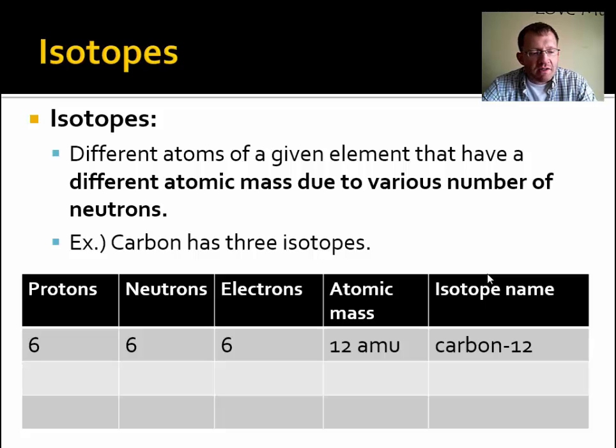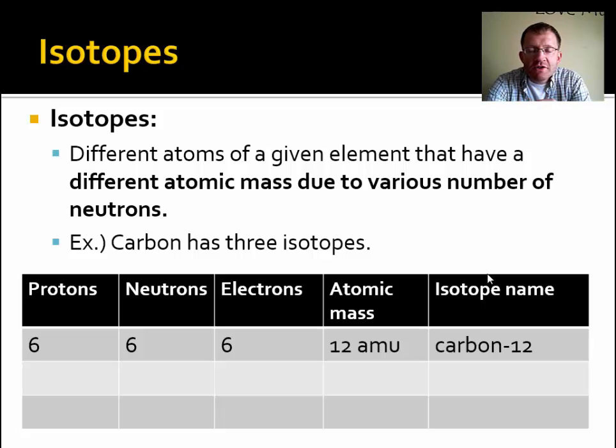And so what is an isotope? Well, an isotope is defined here as the different atoms of a given element that have a different atomic mass due to various numbers of neutrons. Now, let's think about that. If I'm a given element, for example, in this case, carbon, we're going to go with carbon on this little chart. Carbon has 3 isotopes.